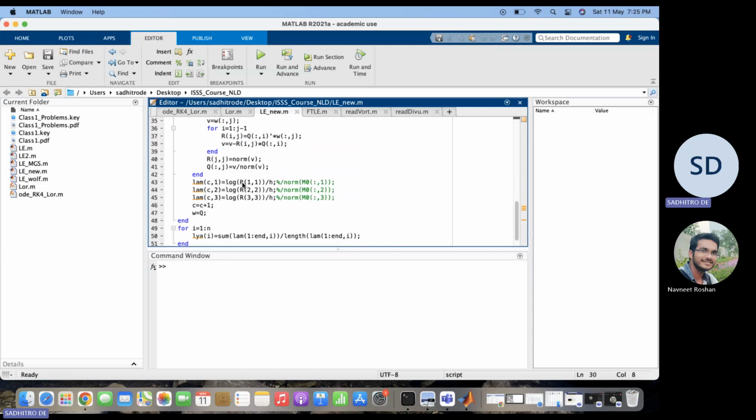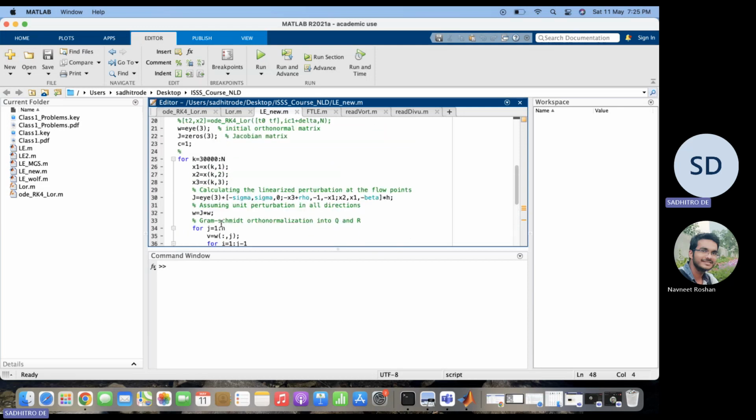So the first diagonal entry of R is the largest one, then the smaller one is the next one, and finally the smallest one is the third one for the Lorenz system. These give me the Lyapunov exponents, which are stored in this array known as lam. And this equation is evolved at every step.